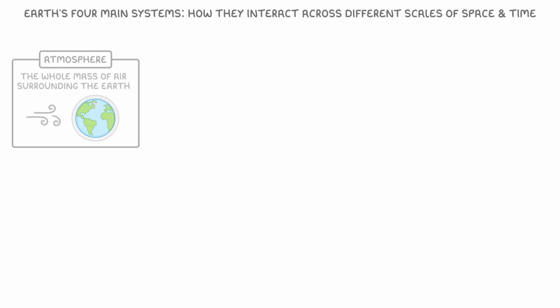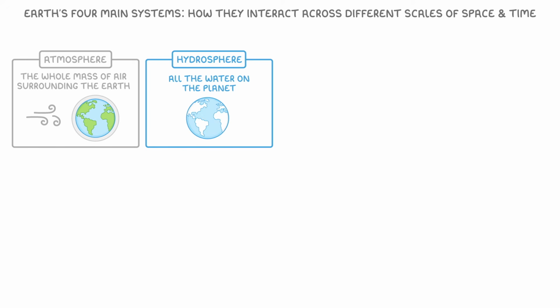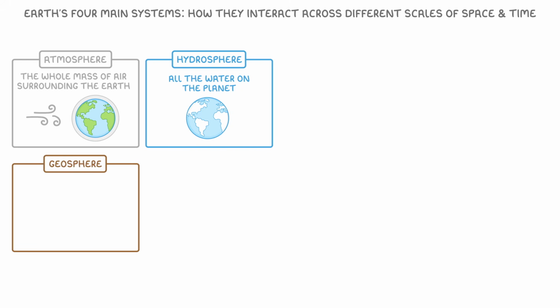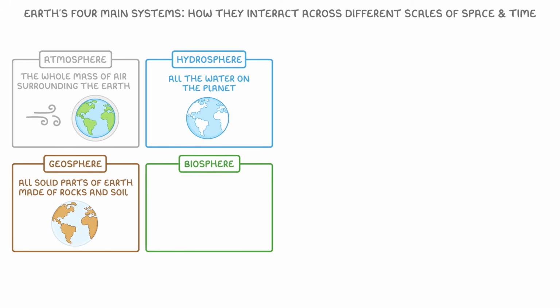Let's start by covering the Earth's four main systems, and then go over how they interact across different scales of space and time. Earth has four main systems: the atmosphere, which is the whole mass of air surrounding Earth, the hydrosphere, which is all the water on our planet, the geosphere, which includes all solid parts of the Earth made of rock and soil, and then the biosphere, which would be all the living things.